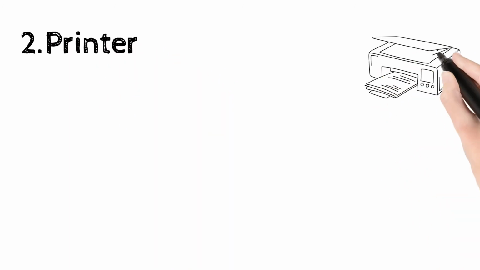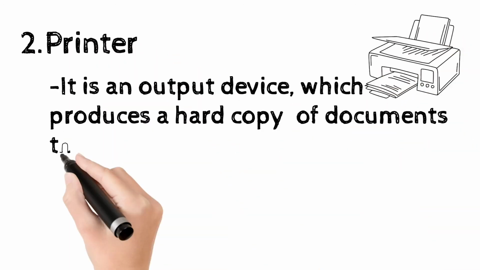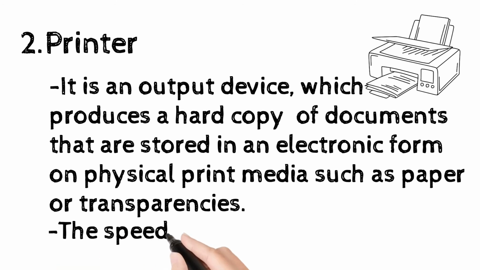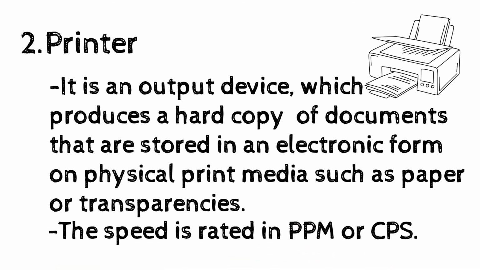Printer. Printer is an output device which produces a hard copy of documents that are stored in an electronic form on physical print media such as paper or transparencies. The speed of a printer is normally rated either by pages per minute (ppm) or by characters per second (cps). Printers are used to prepare permanent documents.